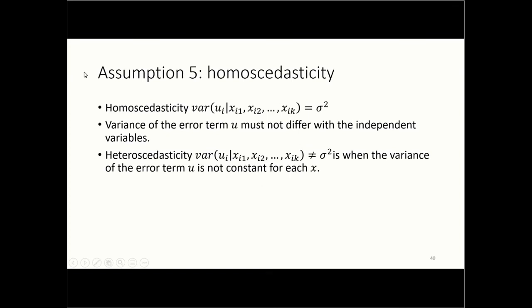Now, assumption 5 is homoscedasticity. Homoscedasticity is when the variance of the error term, given all the independent variables, is sigma squared, is constant. So the variance of the error term does not depend on the independent variables. Heteroscedasticity is when the variance of this error term, given the independent variables, does not equal sigma squared, or it's not constant.